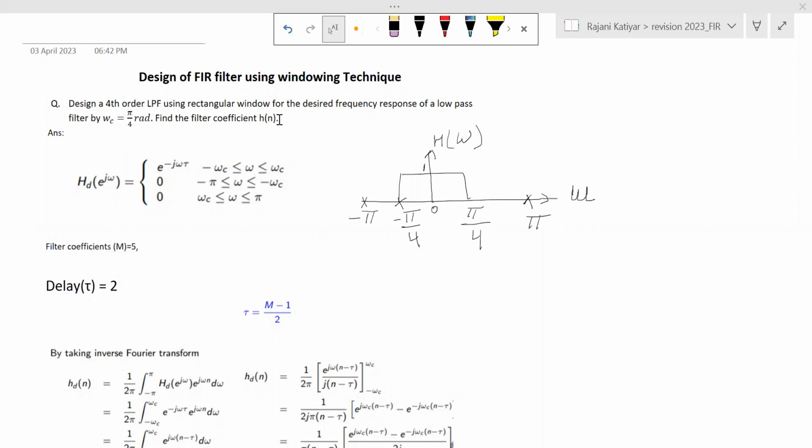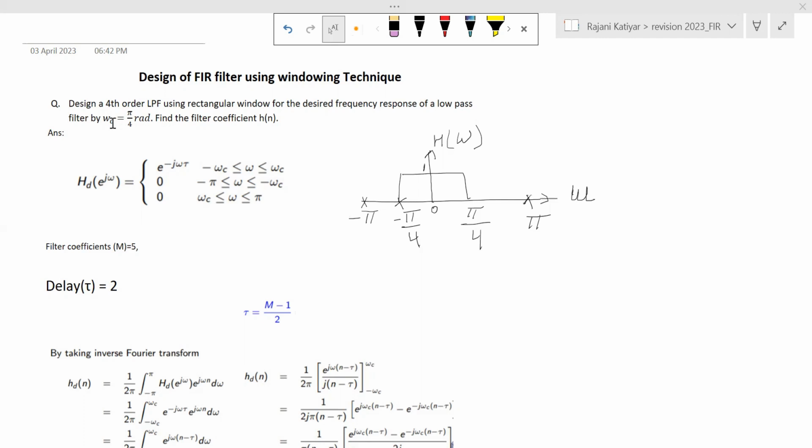From the given question, we first have to note down what information is given. As it is a fourth order low pass filter, the number of coefficients is 5, because the number of coefficients is 1 higher than the order of the filter. Now we need to find the filter coefficient h(n), where small n will vary from 0 to 4, because we need to find 5 coefficients of the filter to fulfill the requirement of fourth order.